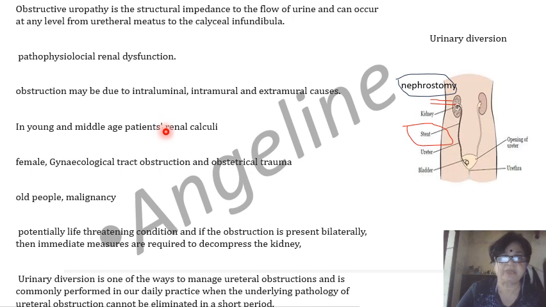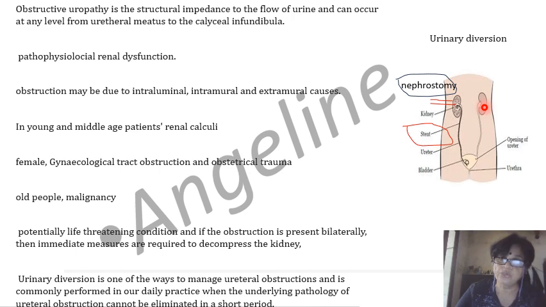In young and middle-aged patients, renal calculi will block the system somewhere. In females, it is gynecological problems or obstetric surgery. You may have injured the ureter, probably during a hysterectomy or a C-section. Usually you do not injure it, but in a hysterectomy or an ovarian cyst surgery, you are likely to injure it. In old people, it is malignancy, either malignancy outside the system or malignancy inside the system itself. And these are potentially life-threatening because there is back pressure on the kidney.